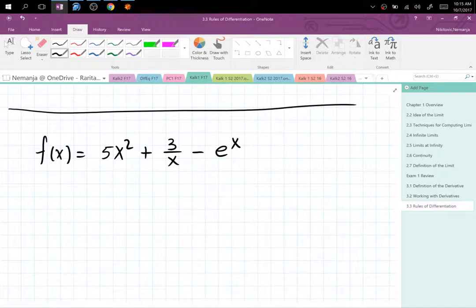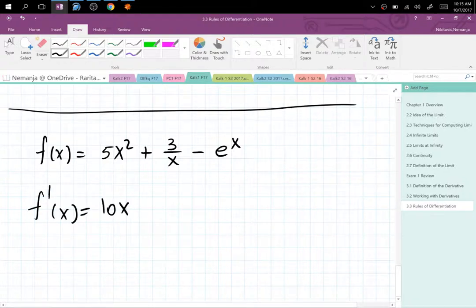What should I write? I'm sorry? The answer, yes. What should I write as an answer? Minus 3 over x. There is something before 10x. So f prime x equals to? Minus 3 over x squared. Minus exponential x. Good. We all have this? Perfect. Right.